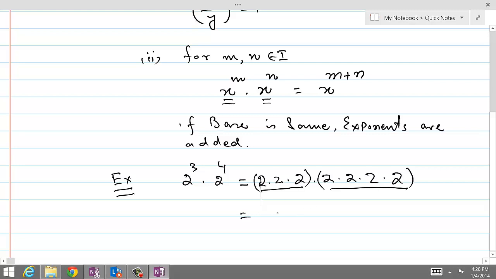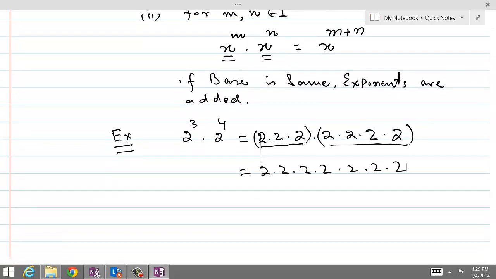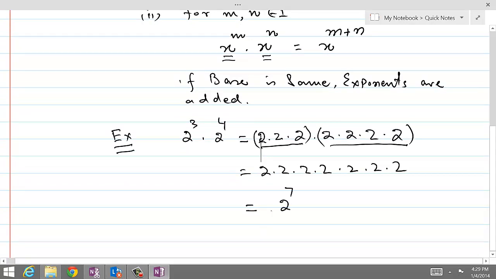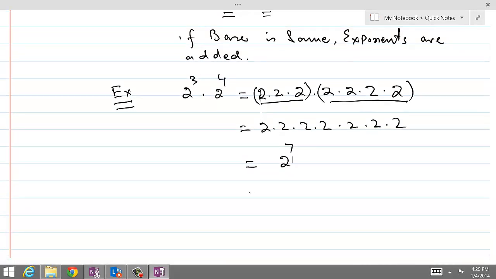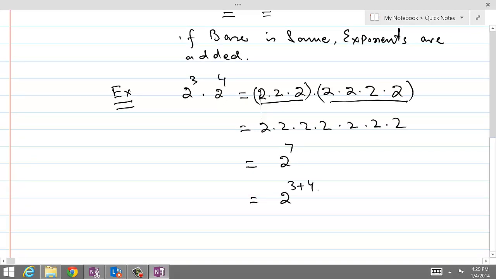If we write the overall product of 2, the base is the same, meaning on both sides the base is 2: 2 times 2 times 2 times 2 times 2 times 2 times 2. So overall 2 is being multiplied 7 times. This is equal to 2 power 7. And is it not equal to 2 power 3 plus 4? This 7 we can get directly by simply adding the exponents.